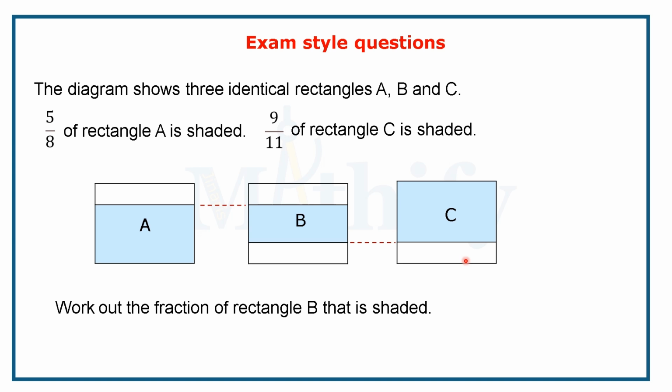So how are we going to solve this? Despite the fact that we are not given information on rectangle B, since all three rectangles are the same, we can use the information that we have received from rectangles A and C. And as you can see, these are identical to each other. And for the bottom sections, these are also identical to each other. So let's give it a try.